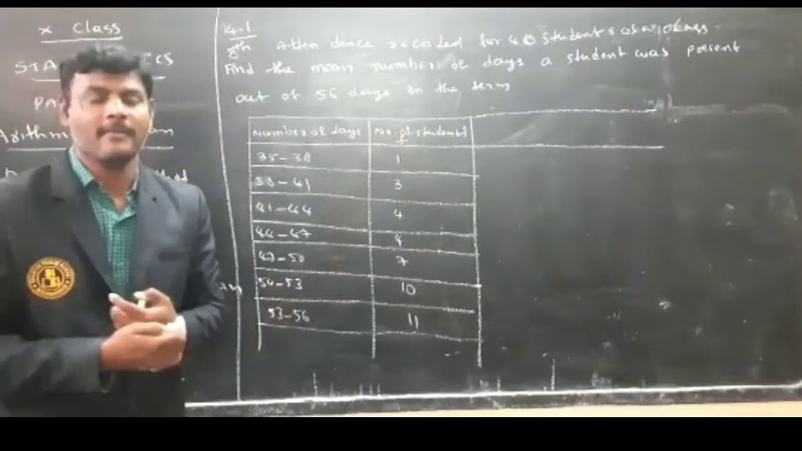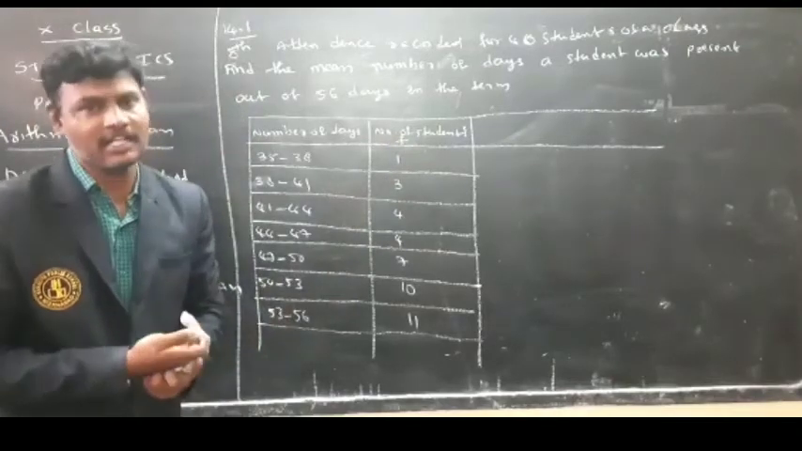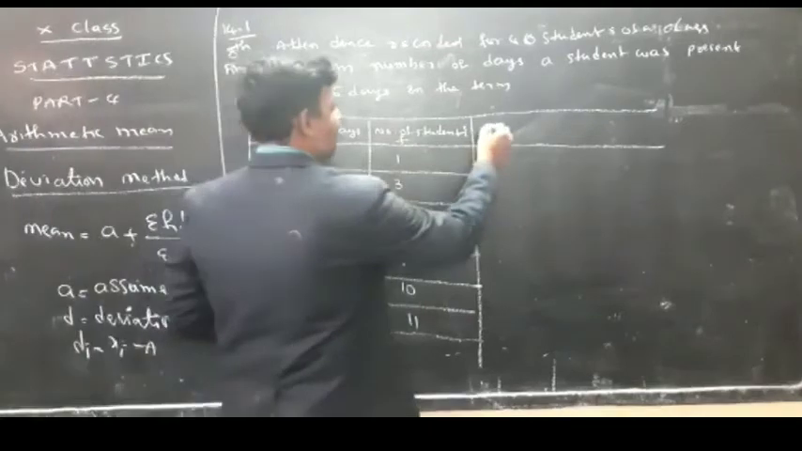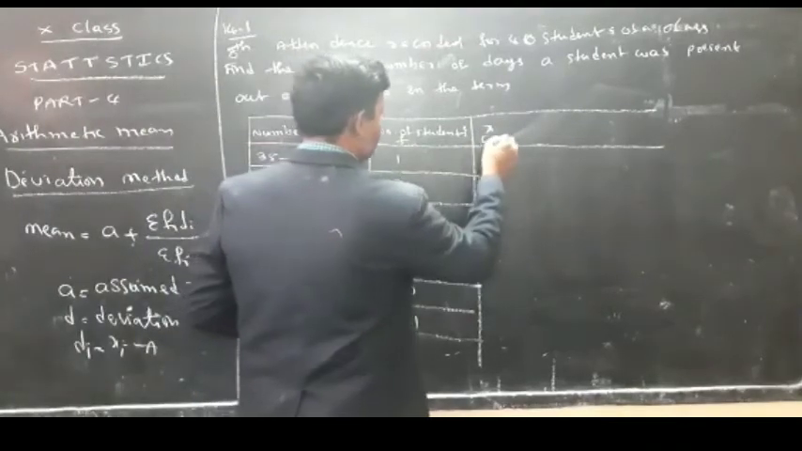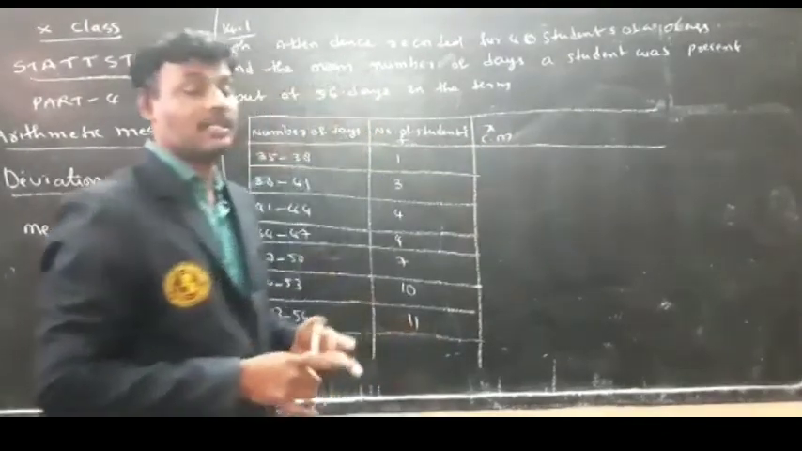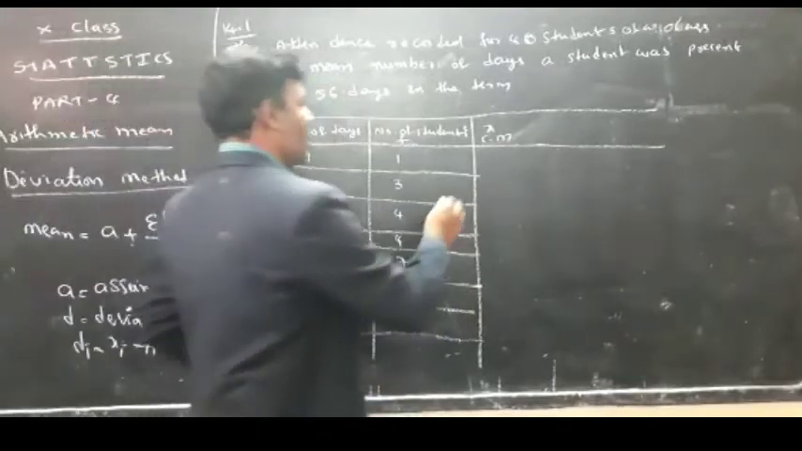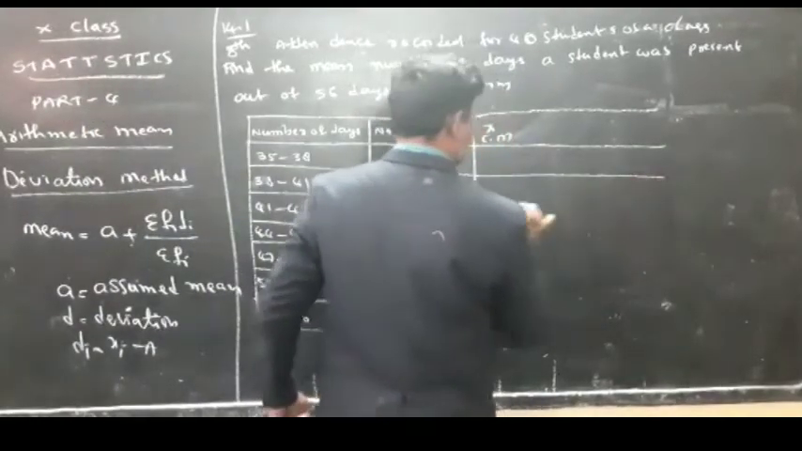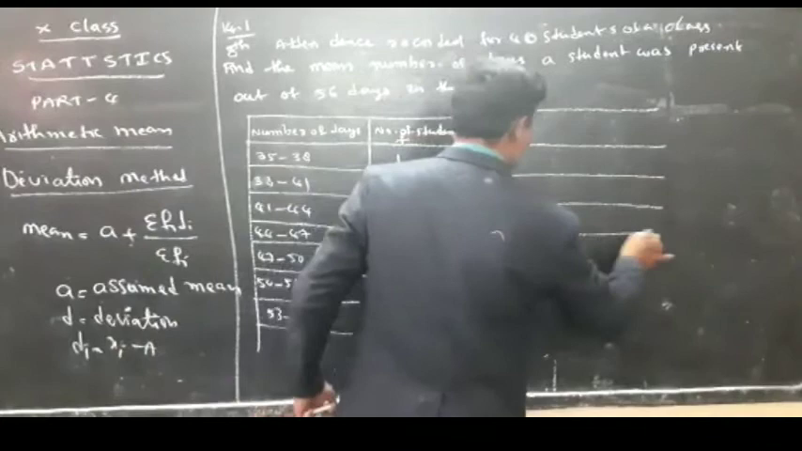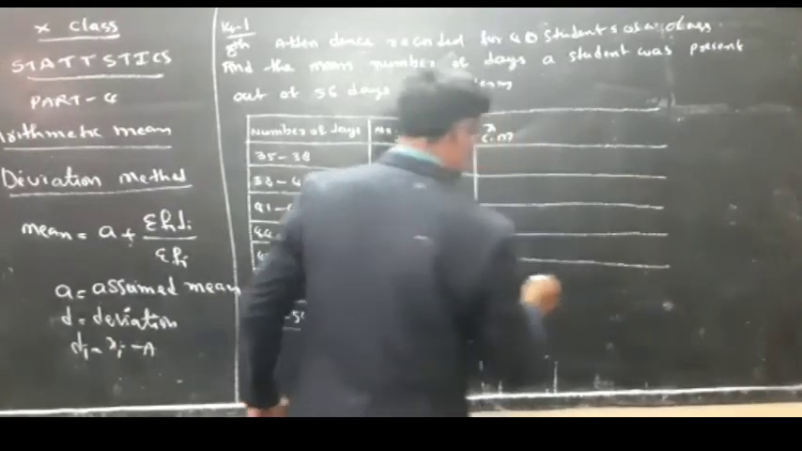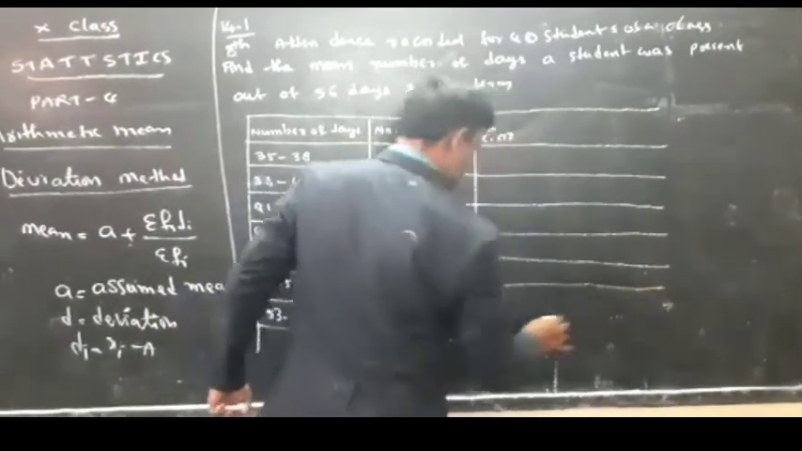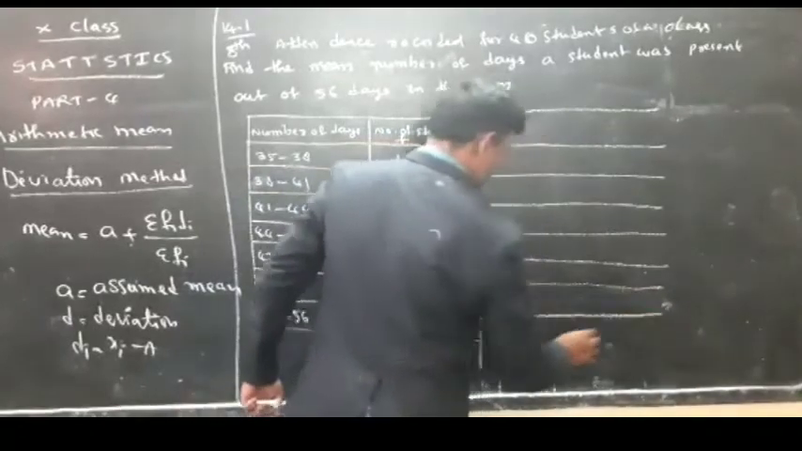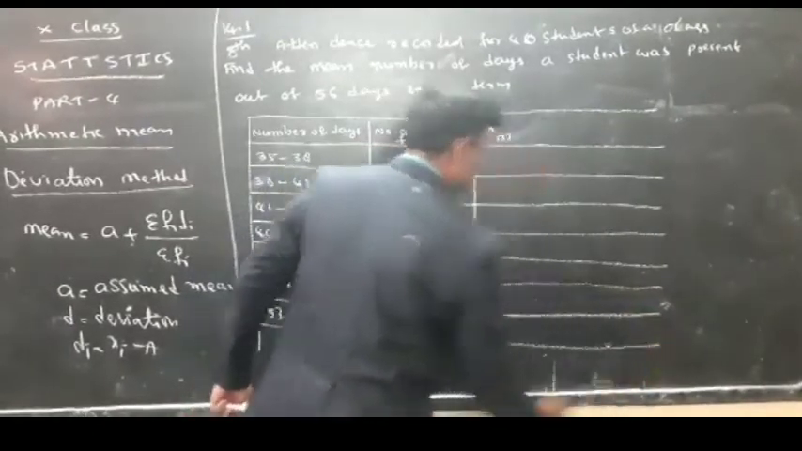So to find the mean by using the deviation method, I need the value of x. What is the meaning of x? X is nothing but class marks. How to find the class marks? Class mark is nothing but the average of the class. What is the average? Sum of the observations by number of the observations. Average is nothing but mean.